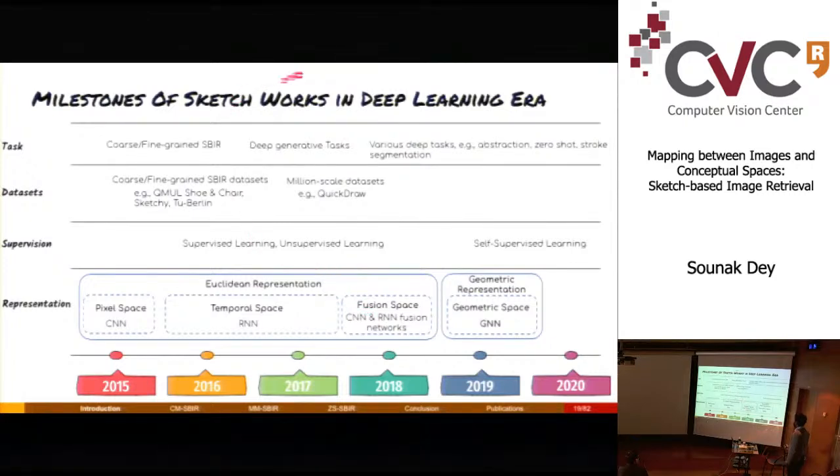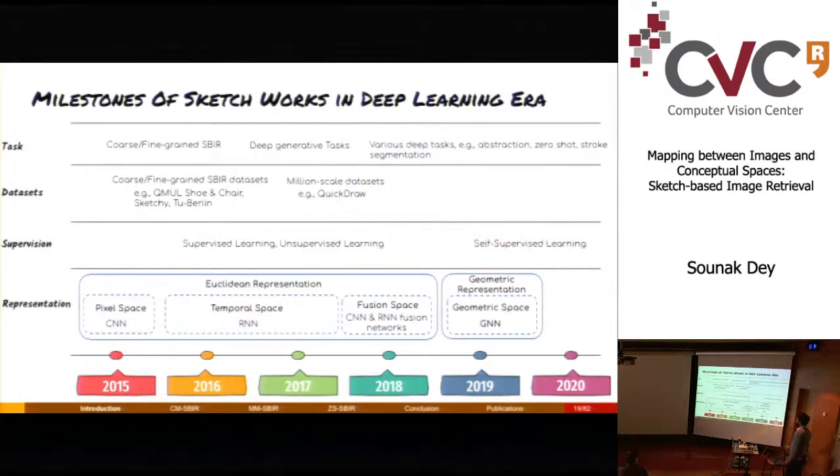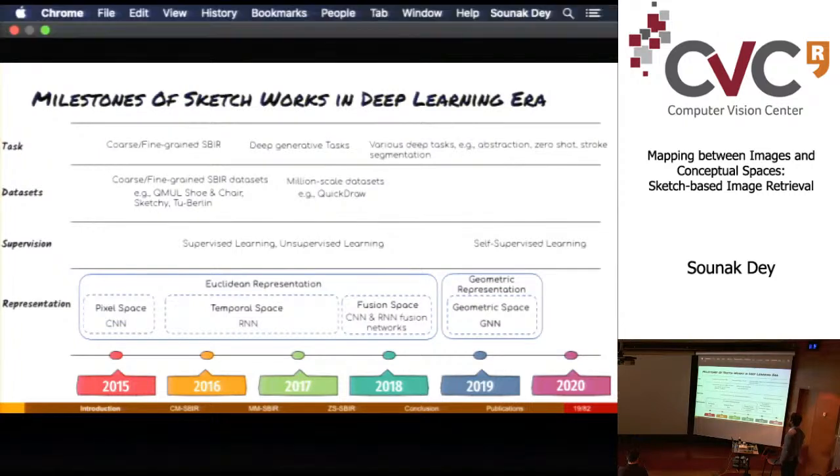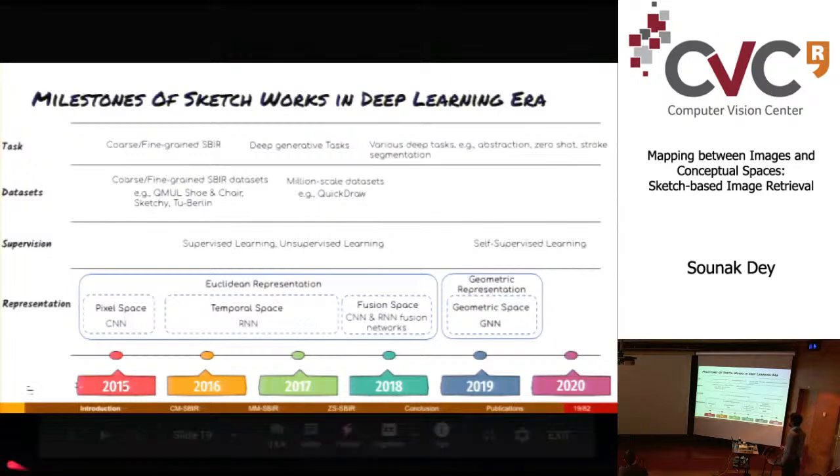What are the milestones of the sketch works done in the deep learning era? As you can see, the rows mention the task, dataset, supervision, and representation. It has been done during the deep learning era, so from 2015 to 2020 onwards. In task, you can see coarse and fine-grained SBIR, and it has been going forward into generative tasks. Datasets also, you can see coarse and fine-grained SBIR datasets. First, it came with coarse-grained, which contained Sketchy and TU-Berlin, and then fine-grained, it was QMUL's shoes and chairs.